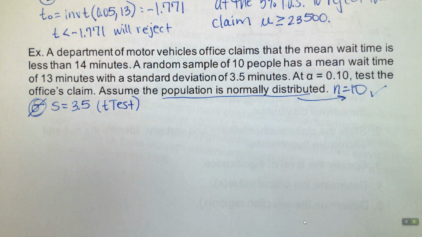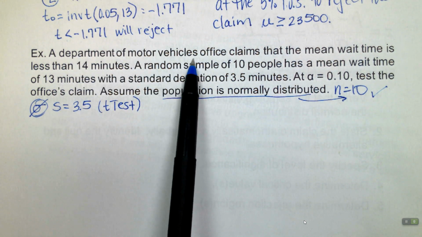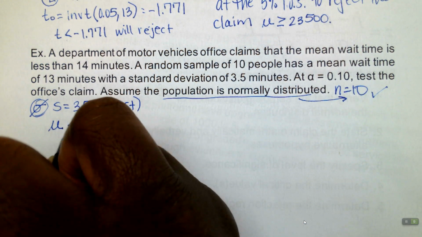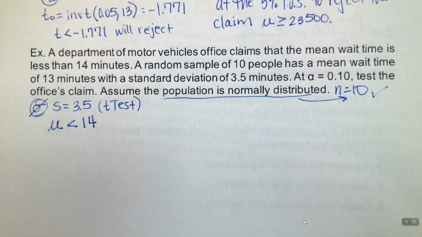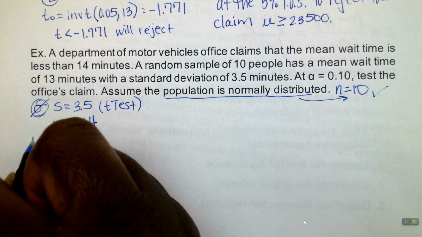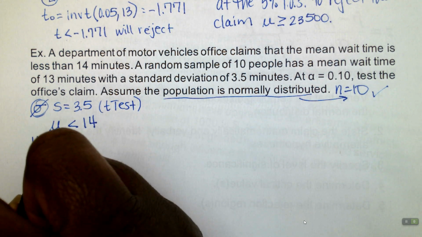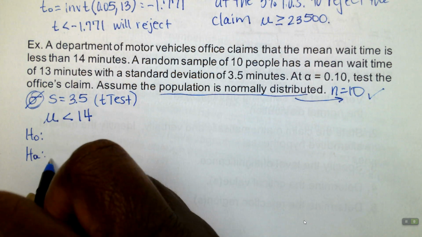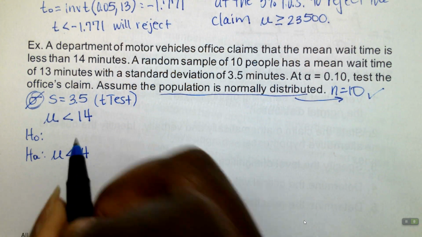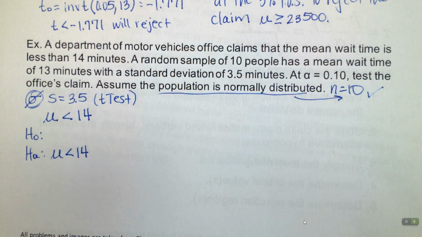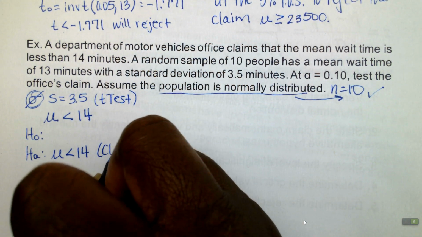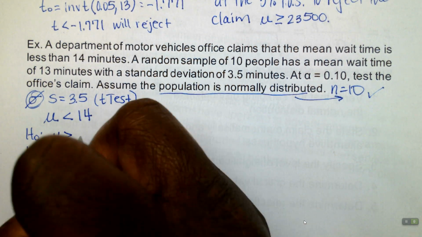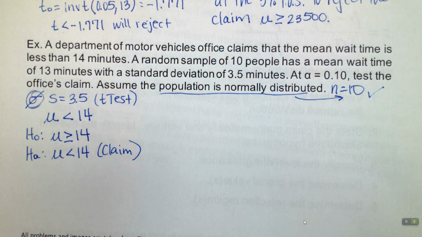Alright, so now let's look at our claim. The Department of Motor Vehicles Office claims the mean wait time is less than 14. That does not include 14. That's 13, 12, 11, 10, 9, but does not include 14. So that goes into our HA. The opposite of that would be 14 and greater.